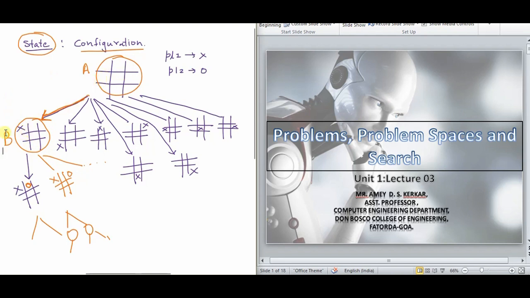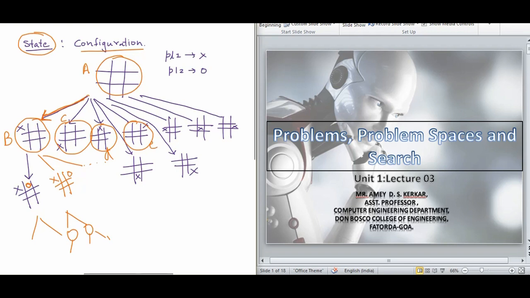Similarly, if the player chooses to mark here instead, then the configuration changes to another state, and I will call this state C. Then this state can be called D, this state can be called E, and so on.